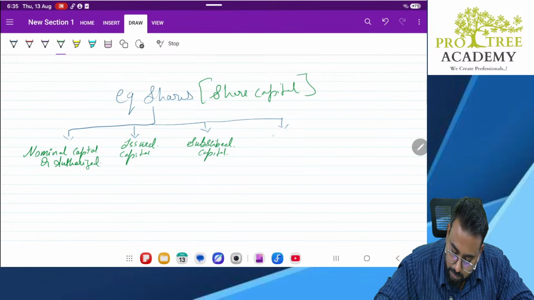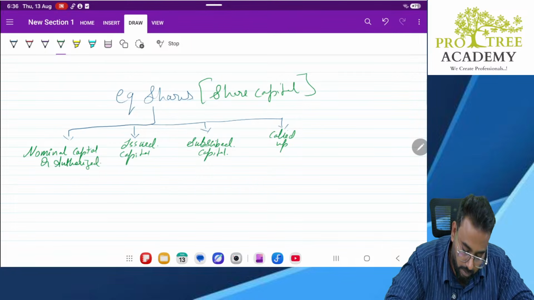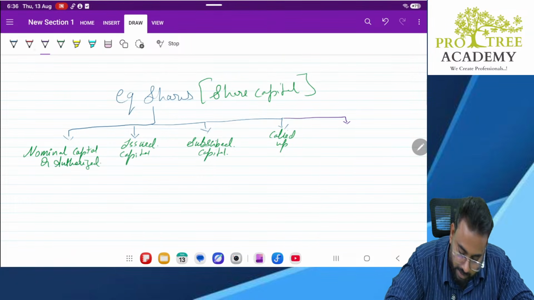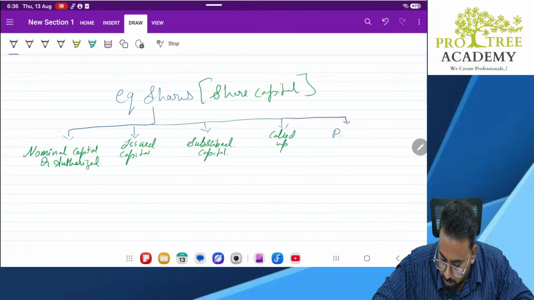Subscribed. Then next is called up. One more is there, which is a subcategory, or we can say it is part of called up only, but let's just break it down also.